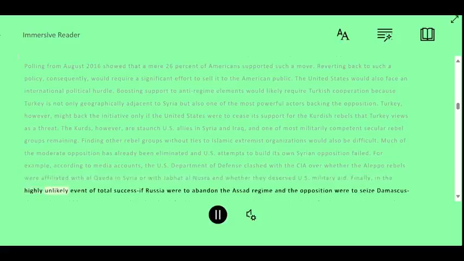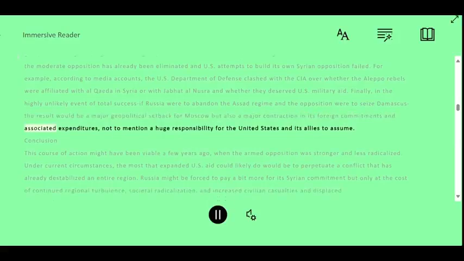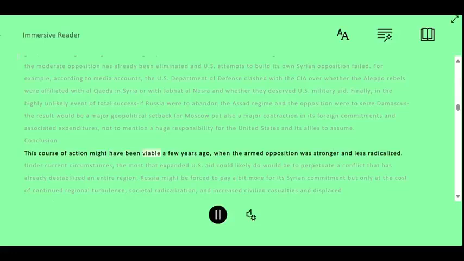Finally, in the highly unlikely event of total success, if Russia were to abandon the Assad regime and the opposition were to seize Damascus, the result would be a major geopolitical setback for Moscow, but also a major contraction in its foreign commitments and associated expenditures, not to mention a huge responsibility for the United States and its allies to assume. Conclusion. This course of action might have been viable a few years ago, when the armed opposition was stronger and less radicalized.